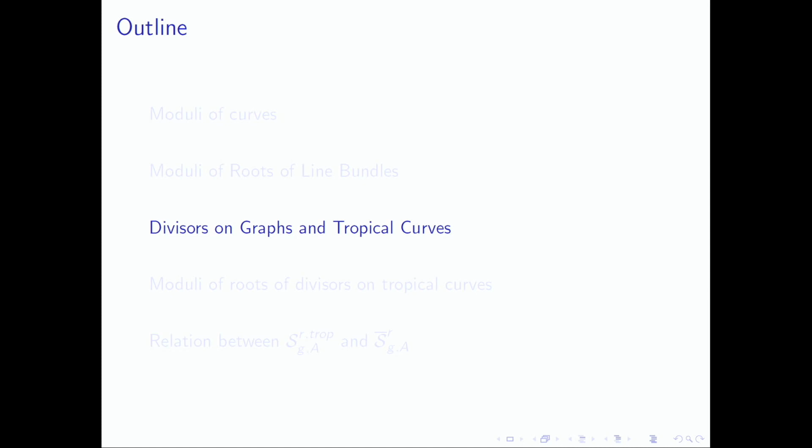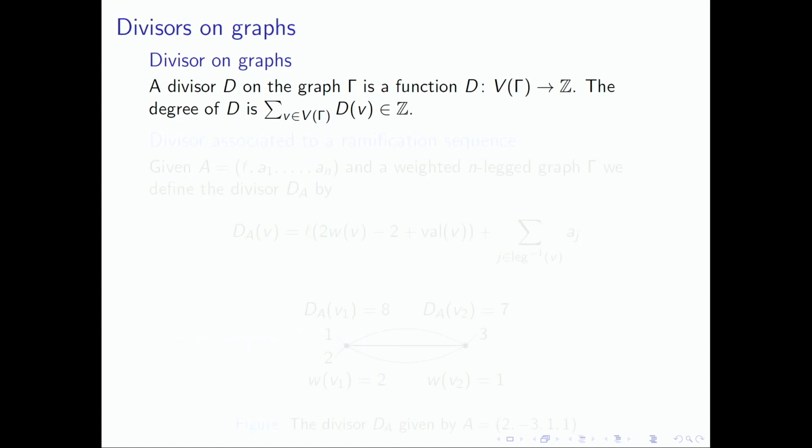And to do that, I will introduce the tropical analog of what should be a divisor, a line bundle. So for me, the tropical analog will be, first of all, divisors on graphs, and then on tropical curves. So a divisor on a graph is simply a function going from the set of vertices to the integers.